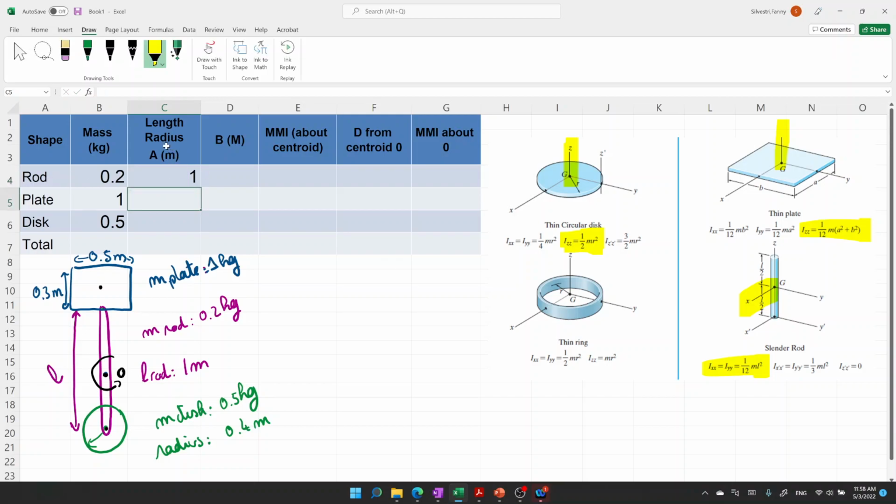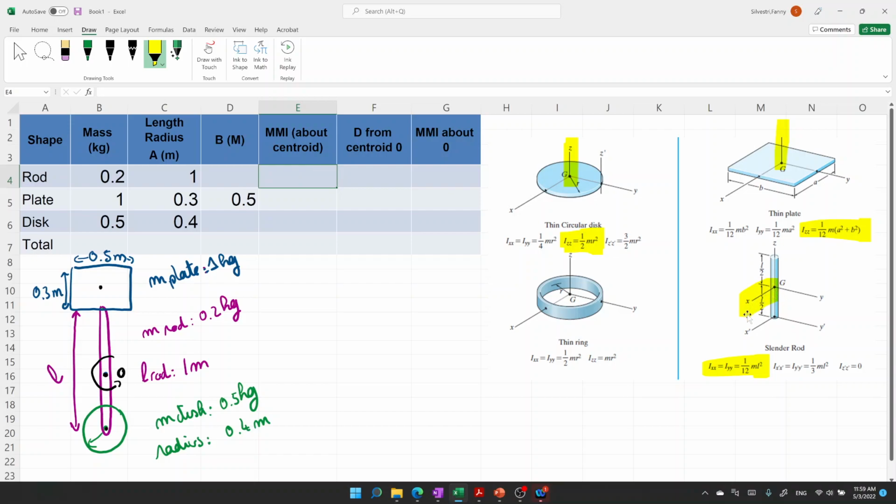For the plate, I need 2 distances. I need A and B. That's why I put an A and a B column. That will just be for the plate. I need A and A square plus B square, as we can see on the right. It doesn't matter which one is which, but let's say A is 0.3 and 0.5 for B. And for the disk, what I need, if I look there, is the mass and the radius. I have the radius there, 0.4. Now I will find the mass moment of inertia for the centroid of each of them.